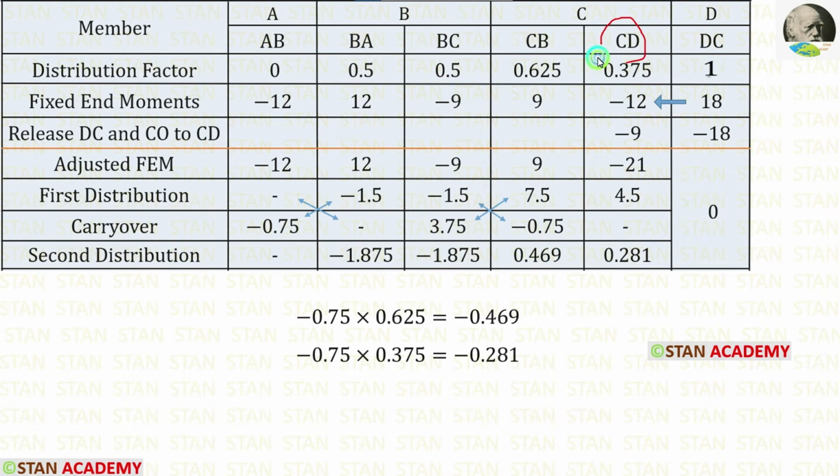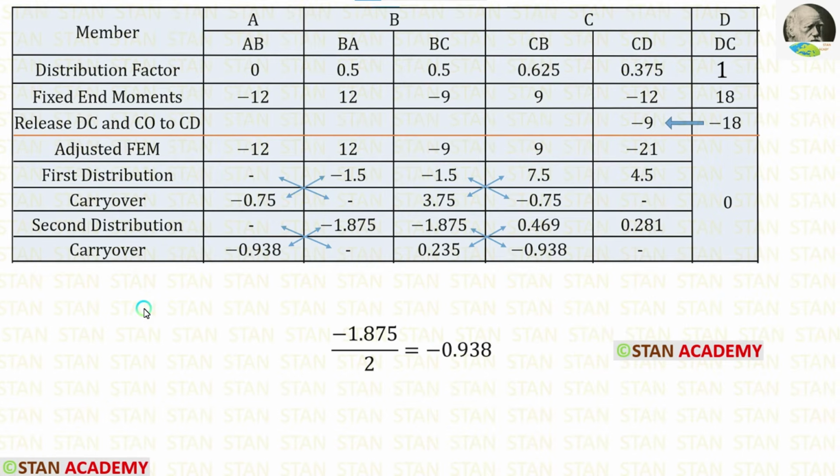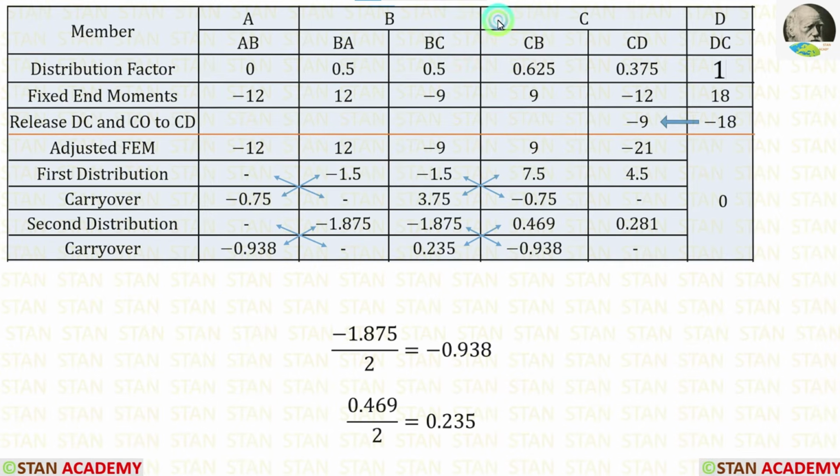Now let us do for CD. For that, we have to multiply minus 0.75 with the distribution factor at CD. Here also we are getting a negative value, so we are entering inside the table as positive. Now let us make the carryover. First, let us do between AB and BA. Half of minus 1.875, we will get minus 0.938. Now let us make the carryover between BC and CB. Minus 1.875 upon 2, we will get minus 0.938.